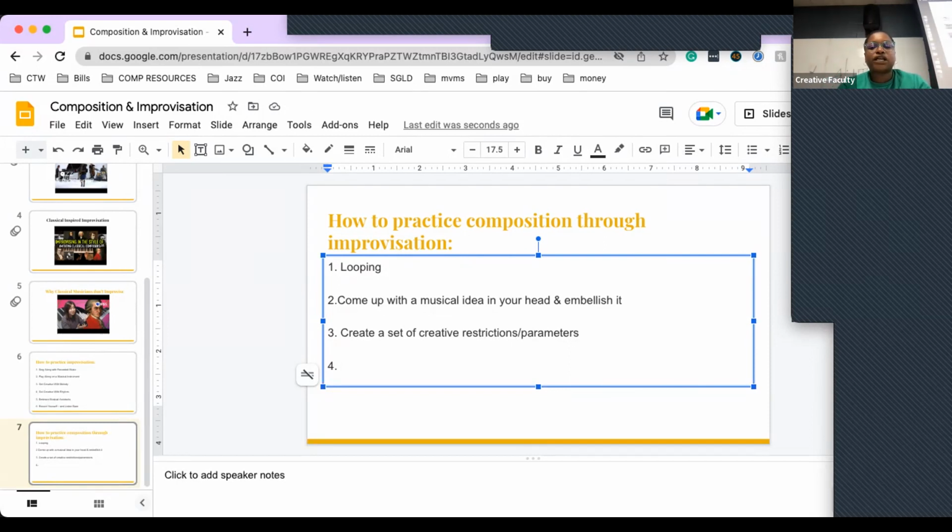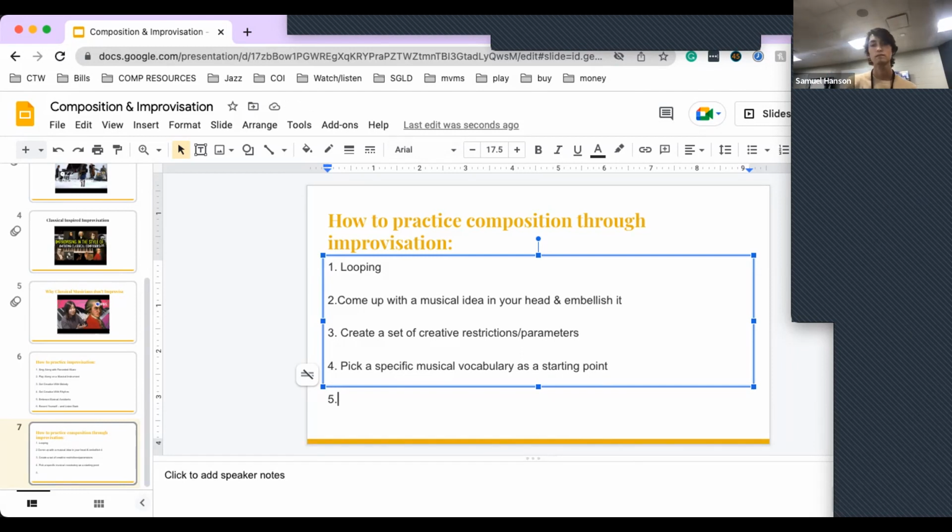Okay, beautiful. So pick a specific musical vocabulary point. Again, kind of like the parameters, but I like the vocabulary. That's really a very specific thing. Florence, you can also type in the chat or share on the mic with us how you think we can practice composition through improvisation.